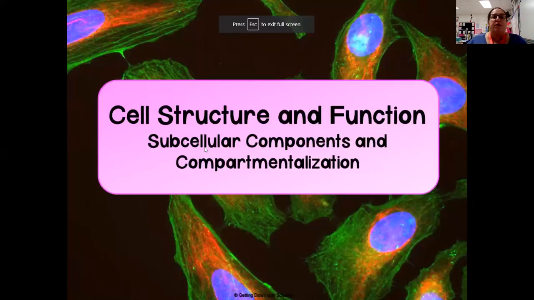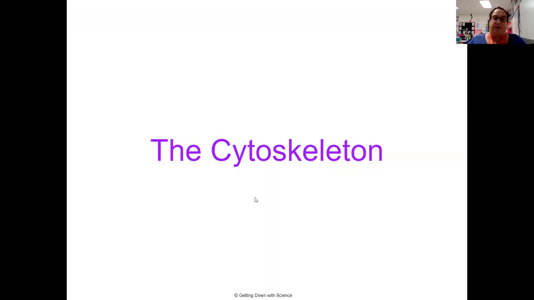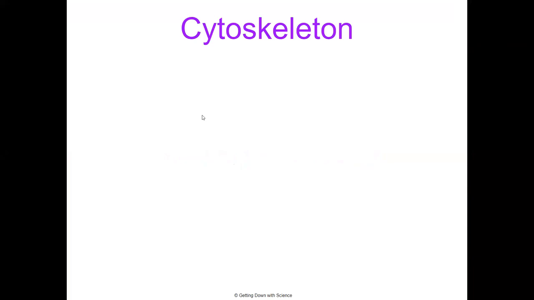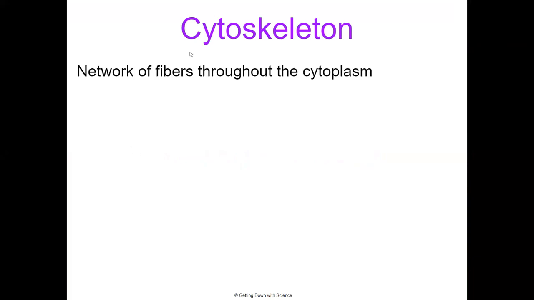So we're continuing looking at some of the subcellular components and compartmentalization. This time we're focusing on the cytoskeleton and compartmentalization. Okay, so cytoskeleton is basically just a network of fibers. Just like we have bones, our cells have a structure to help give them support. So they're not just like a flattened sac, but they're not bone. They're made of a cytoskeleton.